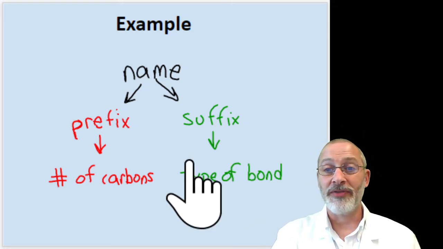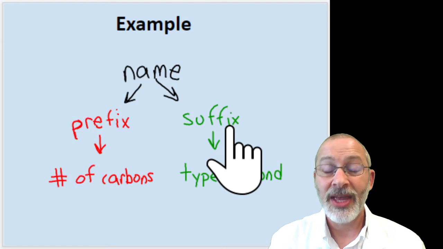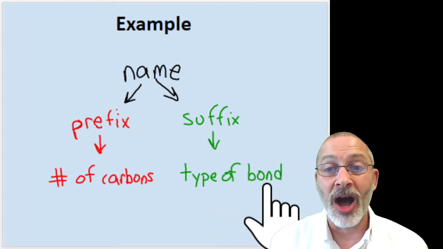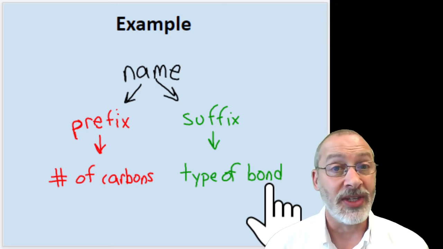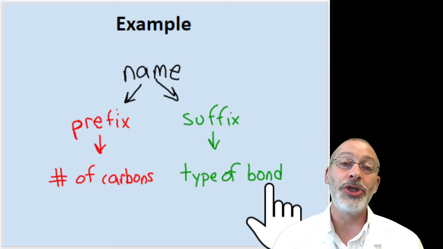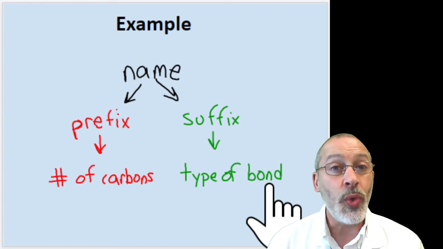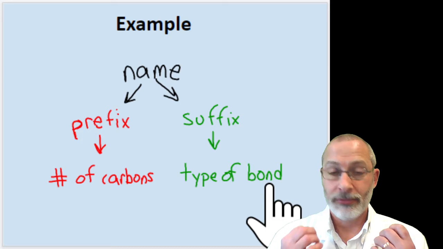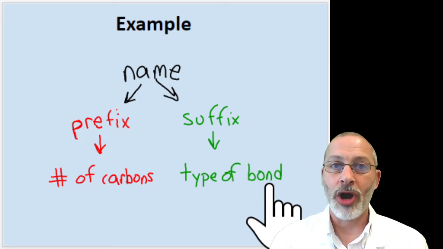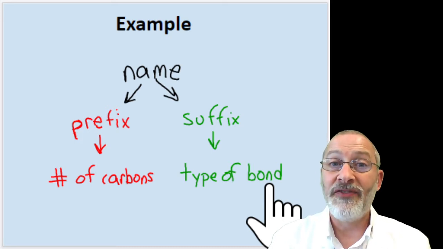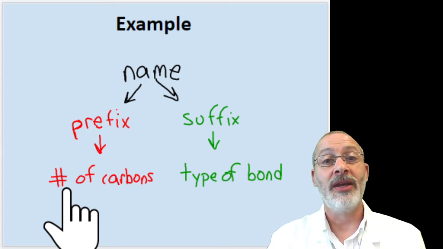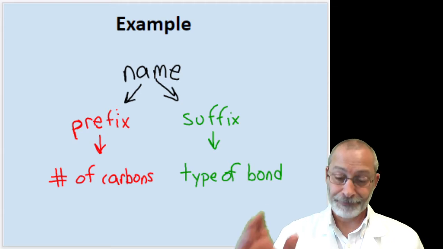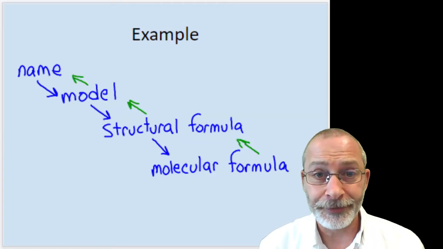The second part of the name is the suffix. And the suffix will tell you the type of bond that exists. Is it a single bond, a double bond, or a triple bond that exists between carbon atoms? So again, write this down. Flow chart for taking the name and figuring out the prefix, number of carbons, suffix, the type of bond. But we're going to take this a step further.